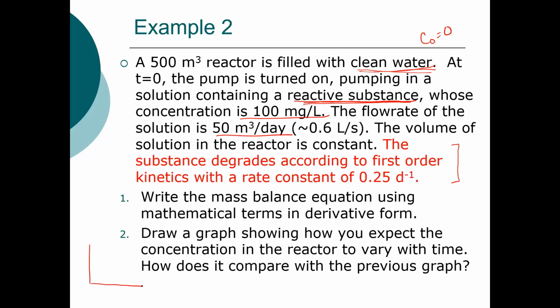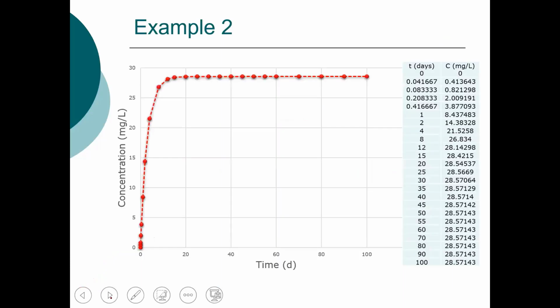So here's my graph, and I have concentration with time. At time 0, we have concentration 0, okay? So that is the instantaneous point in time as that pump is turned on. Before, it went to 100. It's going to be less. Okay. Let's look.